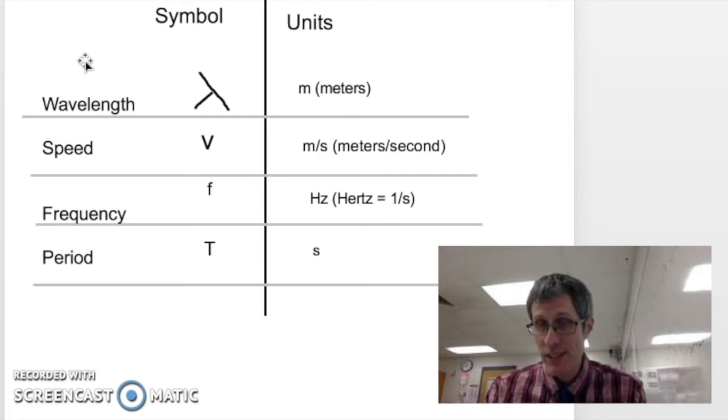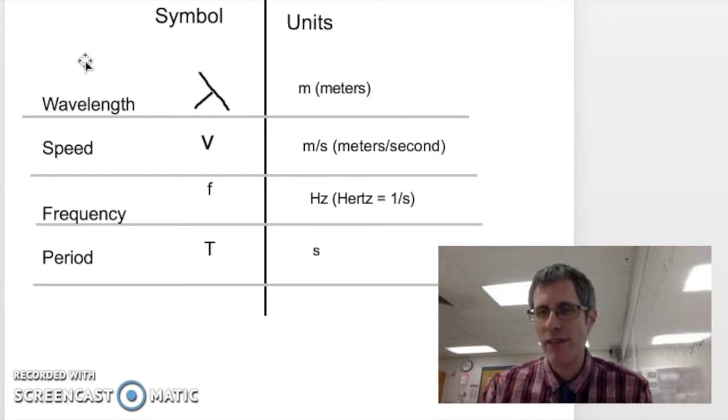Frequency, this is number of waves per second. Waves is not like a measurable thing, it's just a number. So the unit is actually 1 divided by second, blah per second.